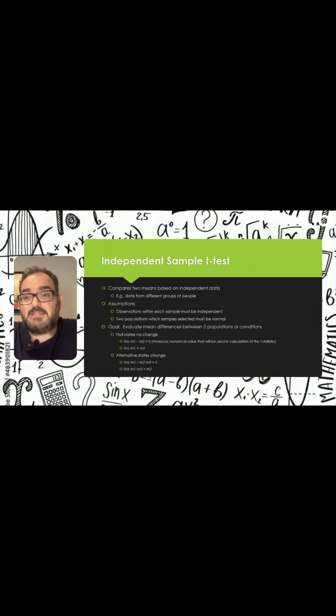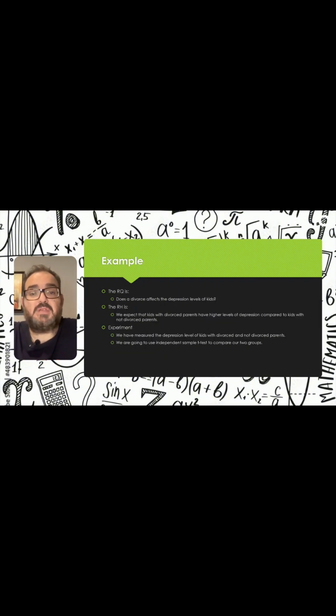Let's see very quickly an example. Let's assume that we have a research question: if a divorce affects the depression levels of kids. So the research hypothesis here is that we expect kids with divorced parents to have higher levels of depression compared to kids with no divorced parents.